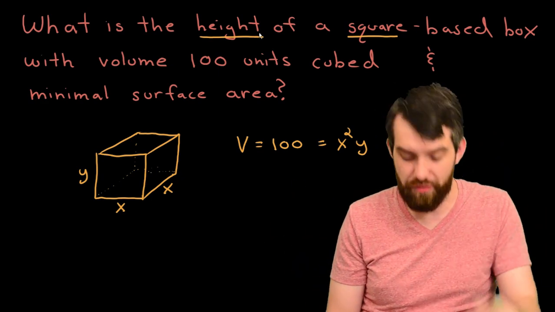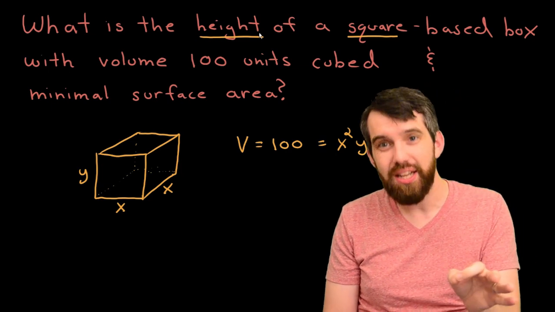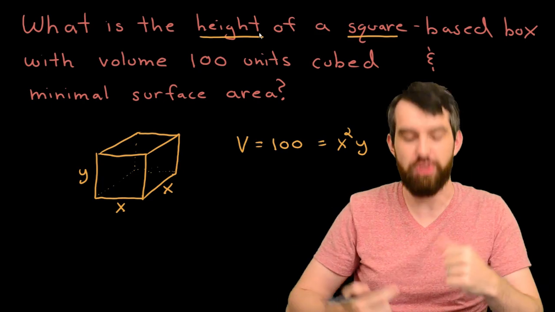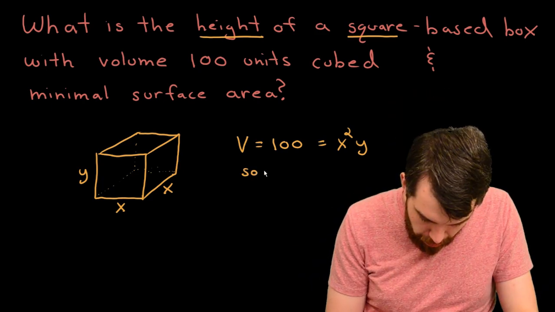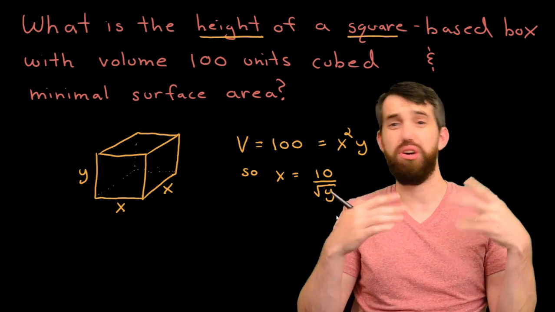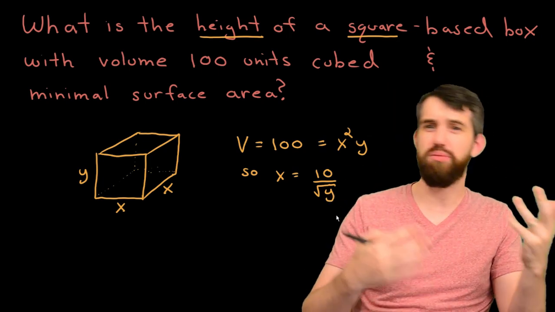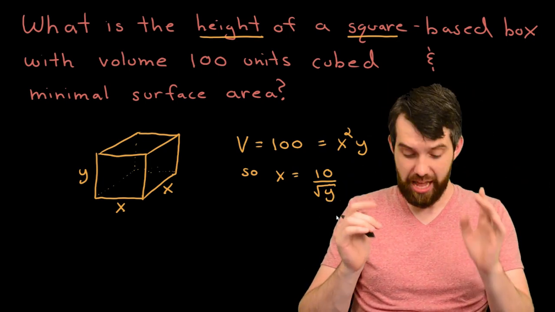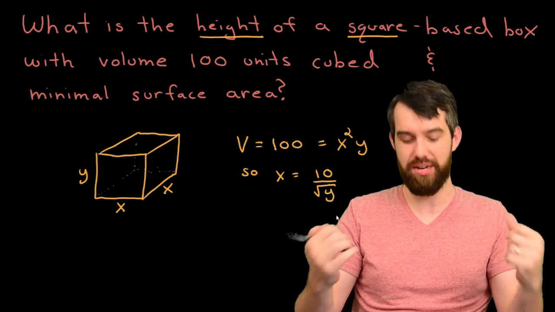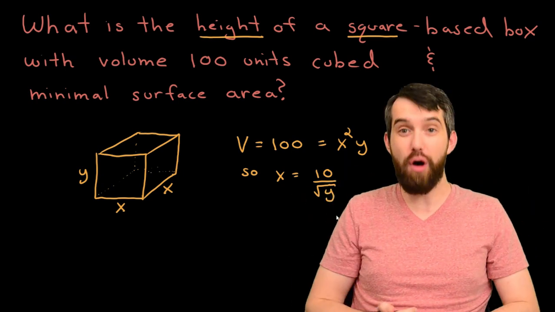So I'm going to solve this for x so that I can get rid of the x's in the future. So my x is all written in terms of y. I, of course, could have gone the other way around. I could have solved for y in terms of x, but this question asked for the height, and so that's why I want to get rid of the x. I want to have y's in my answer. All right, so that was the volume formula.